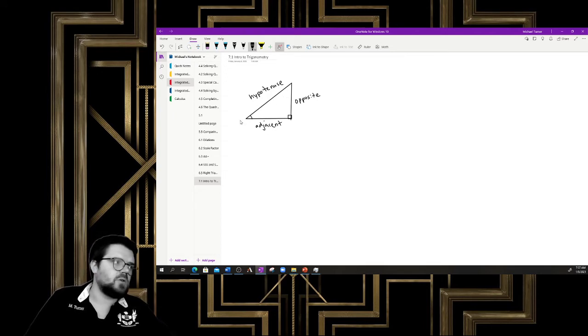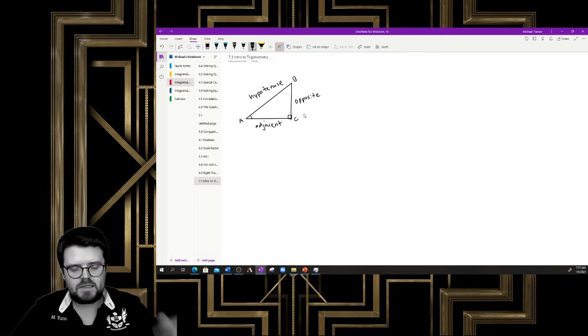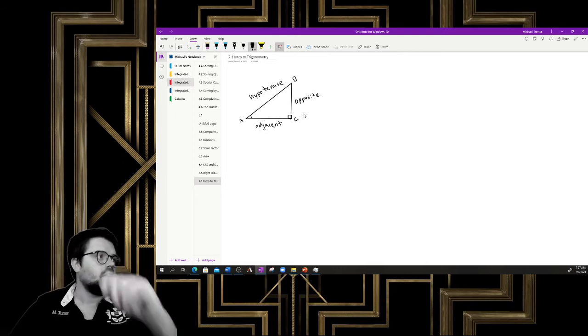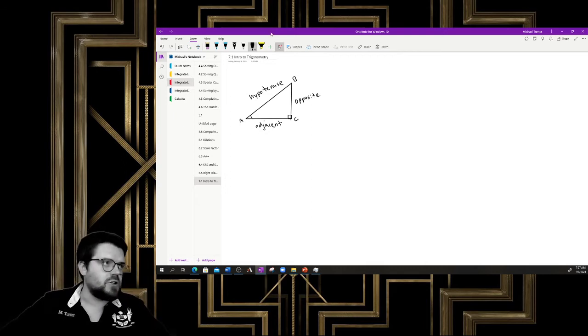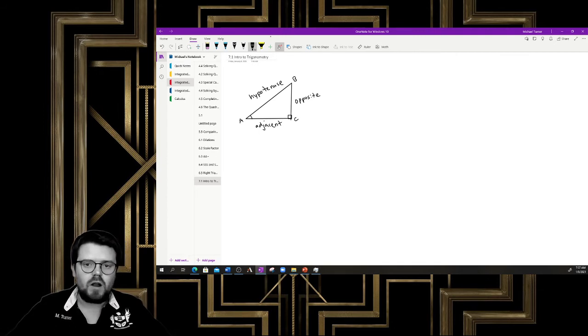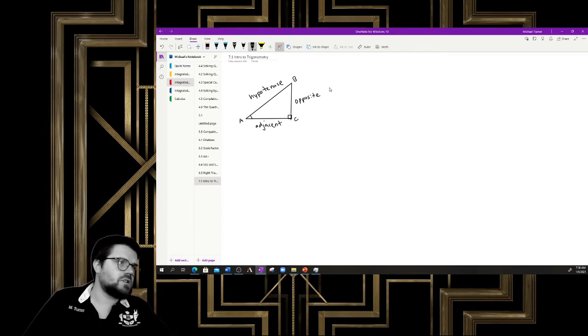Sometimes these will be labeled with vertices. It could be triangle ABC. Sometimes it won't be, depending on the problem or the context. Okay. So, using this information for 7.1, all we want to be able to do is write a ratio of the given sides. Those 3 ratios that we're going to be focusing on, again, are sine, cosine, and tangent.